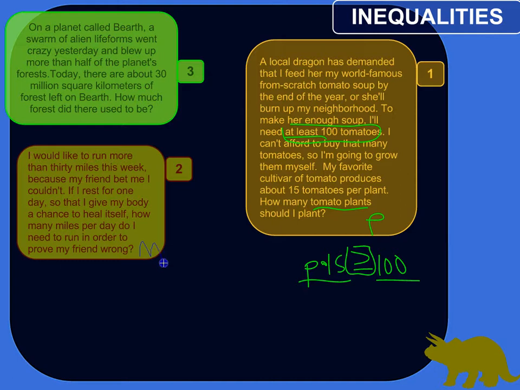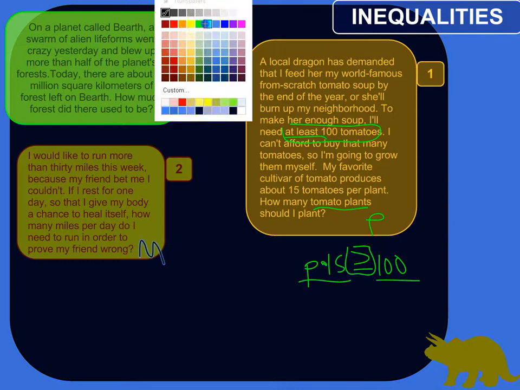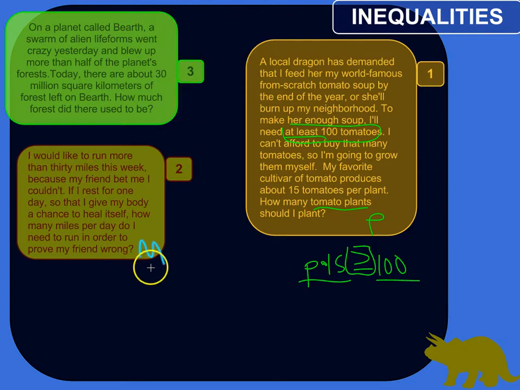So what I need to solve for is the number of miles. So let's just call that M. Let's do that in a different color. Alright, I need to solve the number of miles. Okay, so I've got M, and what sign do I need? So I would like to run more than 30 miles. So however many miles I run for however many days, that needs to total up to be greater than 30.